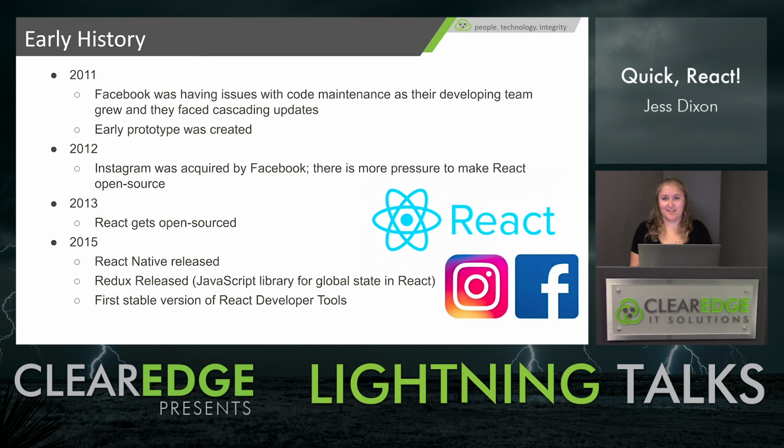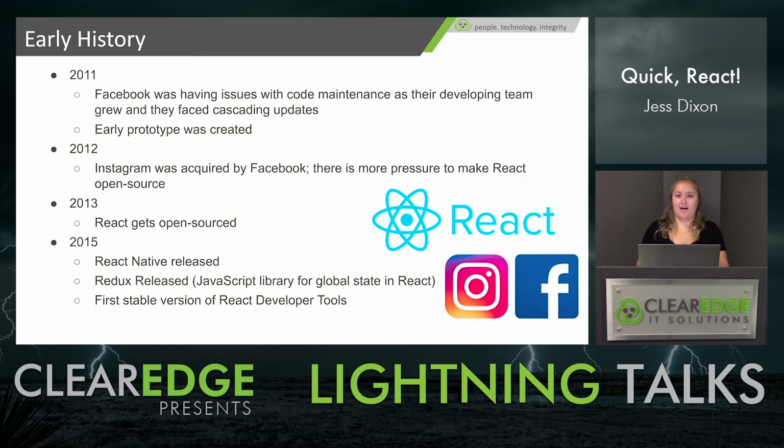And a brief history of React. It all started in 2011. Facebook was having issues with code maintenance, and as their development team grew, they were facing a lot of issues with cascading updates, so they needed a solution for that. They had an early prototype of what became React. In 2012, as Facebook acquired Instagram, there was more of a push to make that project open source, and that came to fruition in 2013.